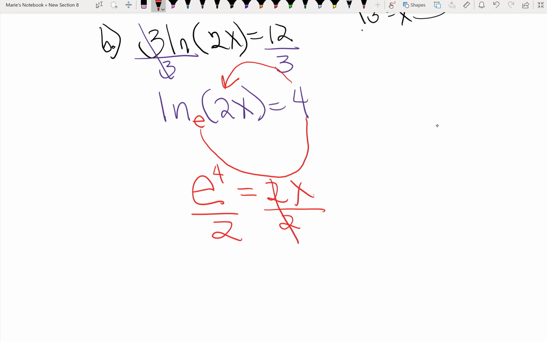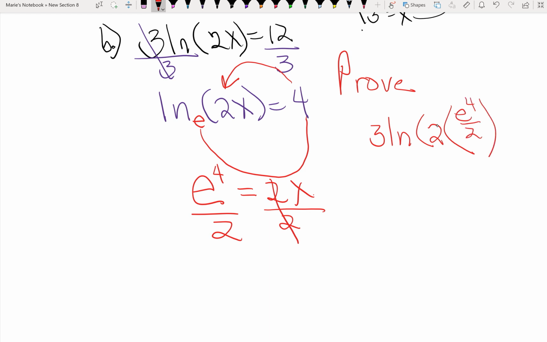You can always prove it by working backwards. So to prove that this is true, you would say 3 natural log of 2x, which is now e to the 4th over 2, is equal to 12. Well, 2 things are going to happen here. The 2's are going to cancel because this is 2 over 1 times e to the 4th over 2. They go away.